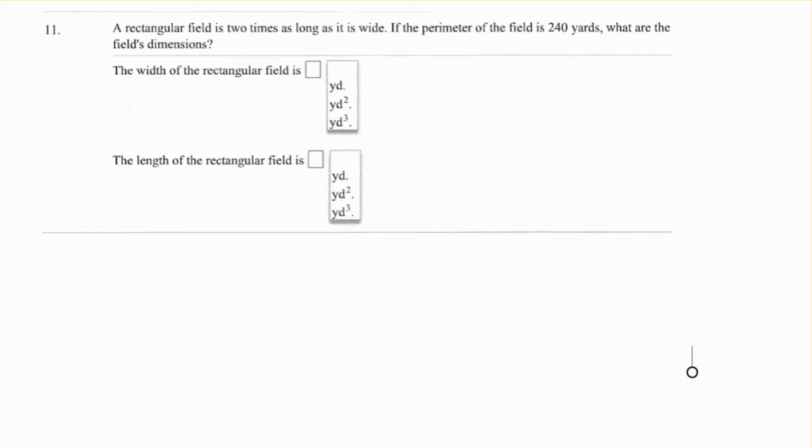All right. I have a rectangular field that is 2 times as long as it is wide. If the perimeter of the field is 240 yards, what are the field's dimensions? I'm about to use some algebra. Elementary algebra is a prerequisite, so I assume that you will know some algebra.